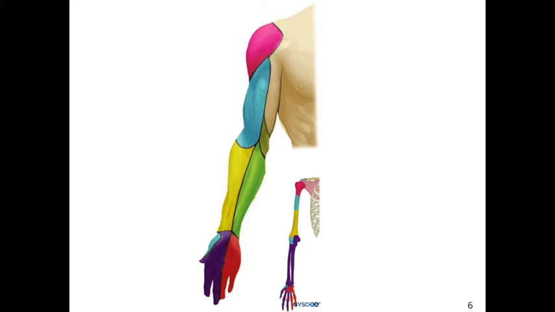With the RAPTIR block, you get an identical distribution of anesthesia that the infraclavicular brachial plexus nerve block offers. This is an extensive block from the lateral shoulder all the way down through the elbow, forearm, wrist, and hand.